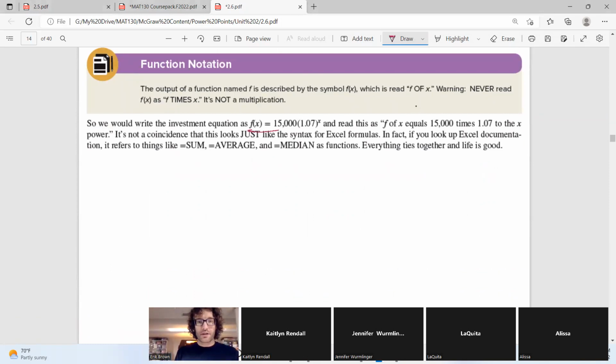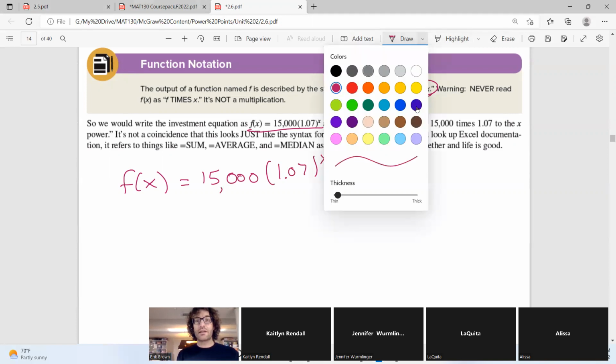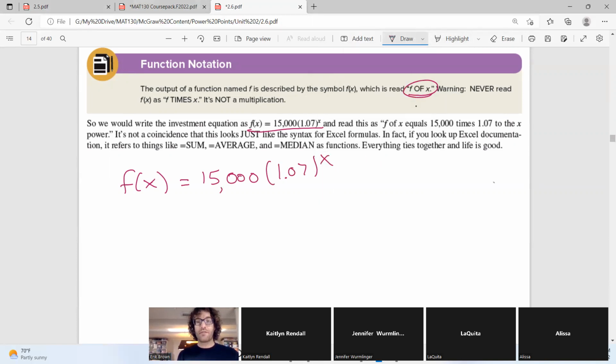So our author gives us the equation here. F of x, this is how it's read, F of x, as our author's noting here. It doesn't mean F times x, it just means F of, and that's equal to 15,000 times 1.07 to the x power. So all we're doing here is replacing the letter y with f of x. In other words, we're saying that y is equal to f of x. Those two things mean exactly the same thing. It's even a stronger thing than synonyms. They are the same.